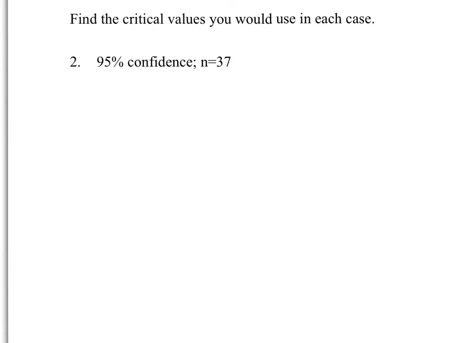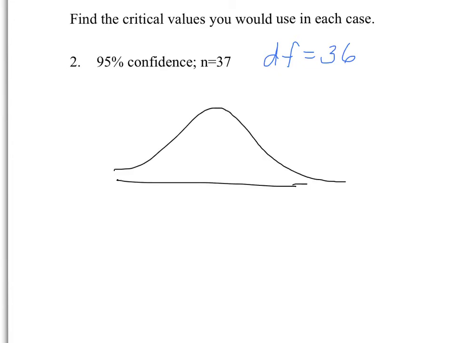Now to find the critical values for a 95% confidence level with n equals 37. Remember, you have to be told n so that you know the degrees of freedom, and the degrees of freedom would be 36. Again, this is because we're using the T distribution. So, I'm sorry, but I'm going to draw a better curve. Here we go. That's a little better. It's not a normal curve either. I should have said a better T curve. So there's my T distribution.